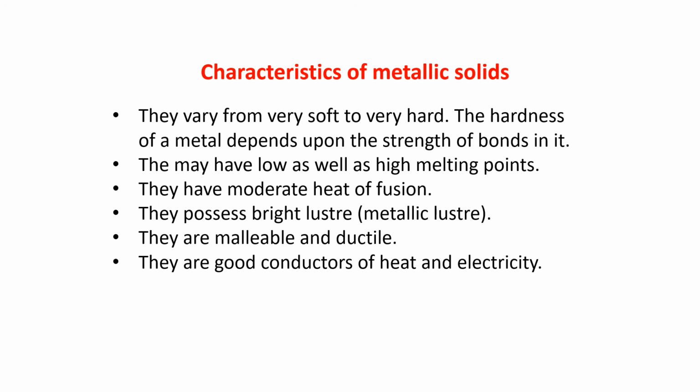Characteristics of metallic solids. They vary from very soft to very hard. The hardness of metal depends upon the strength of bond in it. They may have low as well as high melting points. They have moderate heat of fusion. They possess bright luster, that is known as metallic luster. They are malleable and ductile. They are good conductors of heat and electricity. These all are the characteristics of metals.